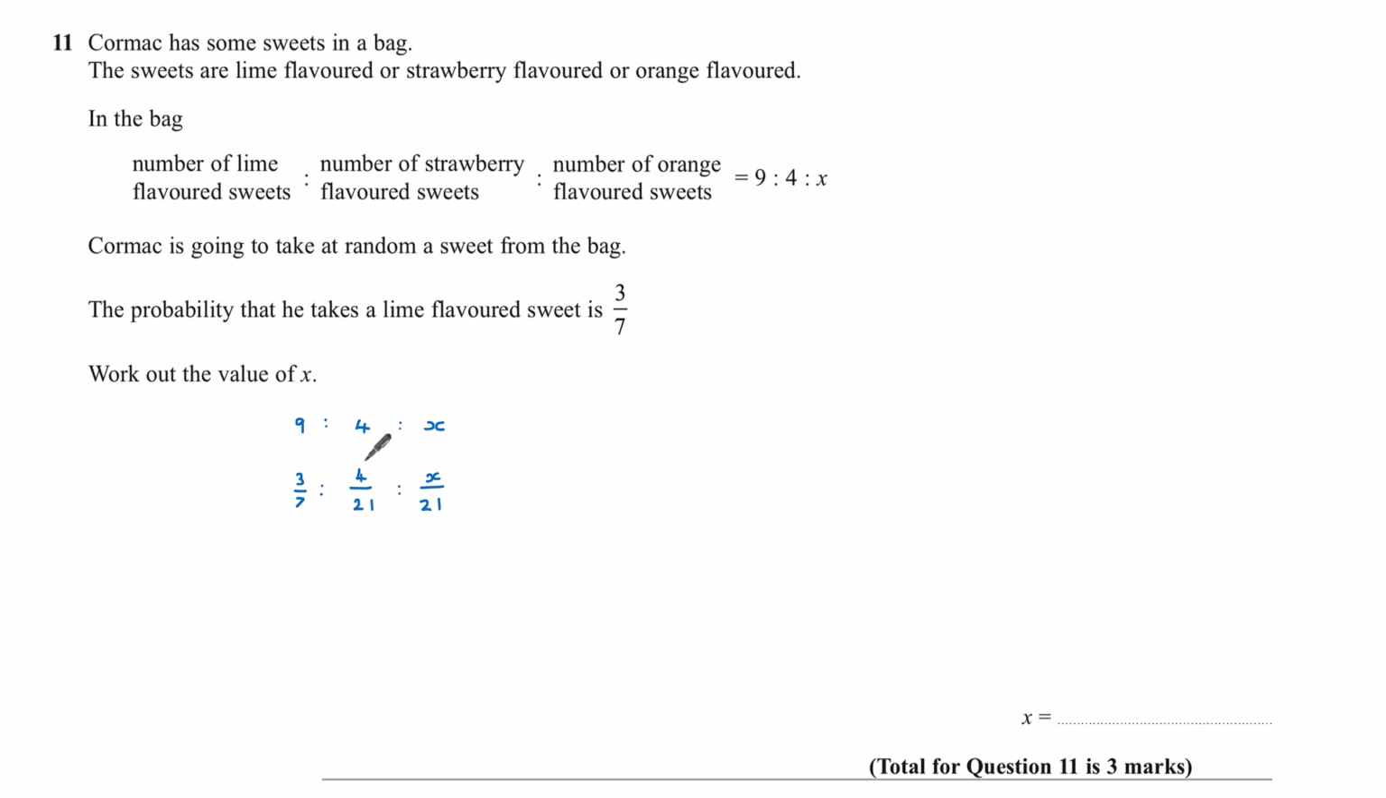And the same works for the probability now of strawberries. The probability will be 4 divided by 21. And the probability for the number of oranges will be X over 21.